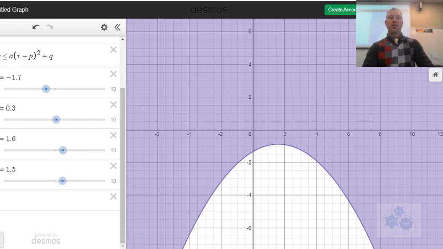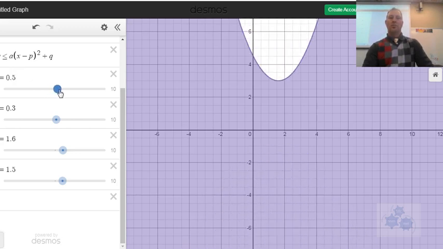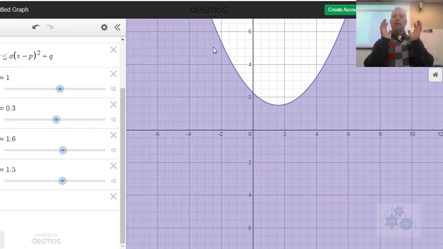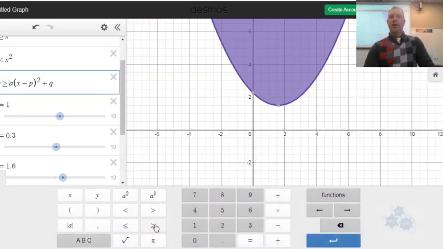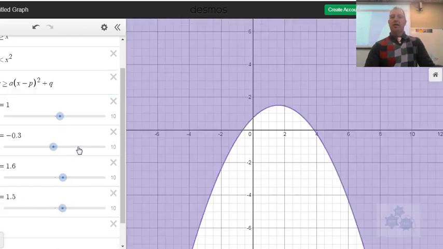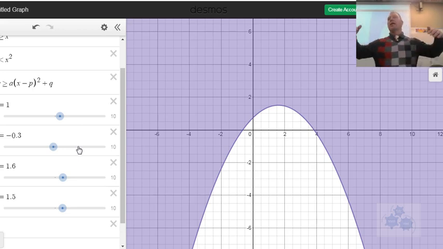So if y is positive, and let's just make it positive 1, that means we have a positive y on one side of the inequality. If it's less than, you shade underneath the parabola. If it's greater than, watch this. I'm going to change this to greater than. Look at that. You shade above the parabola, and that is even if a is negative. So even if it opens downwards, if it's a greater than, just shade above the parabola.